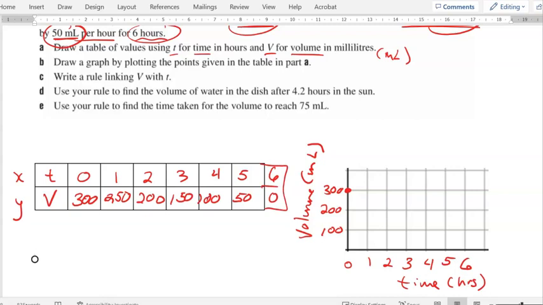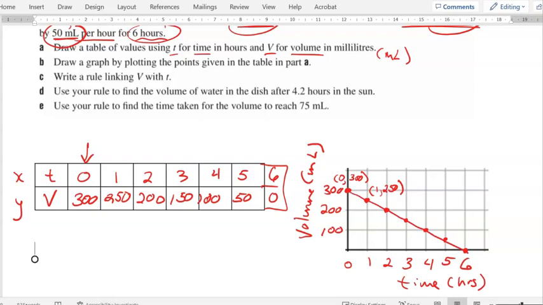So if we plot these, the first one is 0 on the X and 300 on the Y. The next one goes across, so we're moving forward in time to 1, and now we're down to 250, right in between the two. So X is 1, Y is 250. And then at 2 hours, it's 200. At 3 hours, it's 150. You can see this going down. At 4 hours, it's 100. At 5 hours, it's only 50, and by 6 hours, it's all gone. So connecting these all, assuming I got my halfway points right, I should get a straight line.